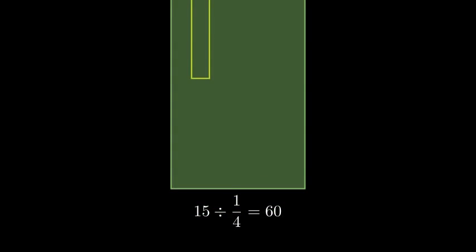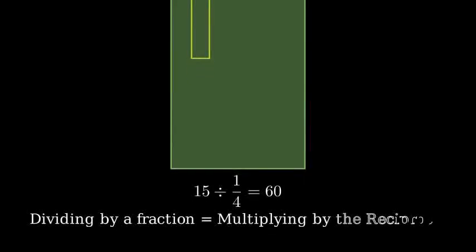The result of this multiplication is 60. So the answer to 15 divided by 1/4 is 60. Remember, when dividing by a fraction, you can multiply by its reciprocal. This will help you quickly convert any division problem with fractions into a multiplication problem, which is often easier to compute.